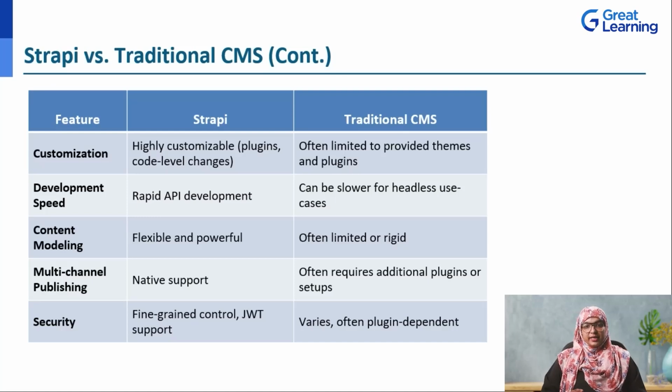Multi-channel publishing, as I said in an example before, you have your news channel and you're trying to have the first-hand or updated information on your websites, on your mobile apps, and so on, right? So multi-channel publishing is feasible and very supported in Strapi, but often requires additional plugins in the case of a traditional CMS, right? And then security is fine-grained controlled with JWT support. Your traditional CMS varies and is often plugin dependent for security features, right?